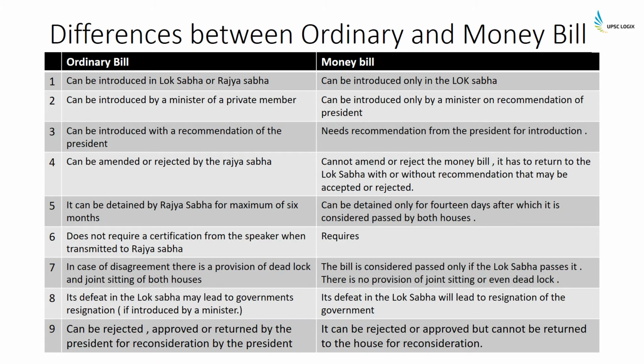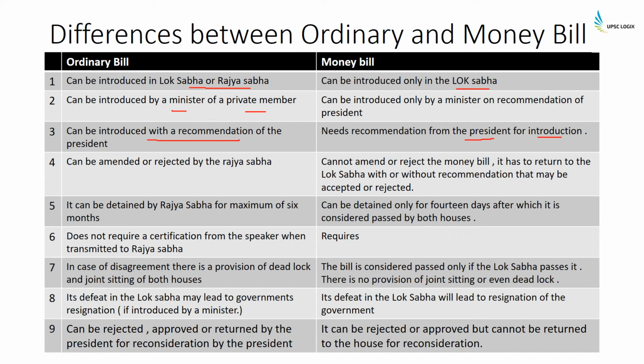So let us have a look at the differences between ordinary and money bills, and this will be a quick revision for the ordinary bill section as well. As we know, ordinary bills can be introduced in Lok Sabha or Rajya Sabha, as against money bills that can only be introduced in the Lok Sabha. An ordinary bill can be introduced by a minister or a private member. Money bills can only be introduced by a minister on the recommendation of the President. Money bills actually need the recommendation of the President for introduction.